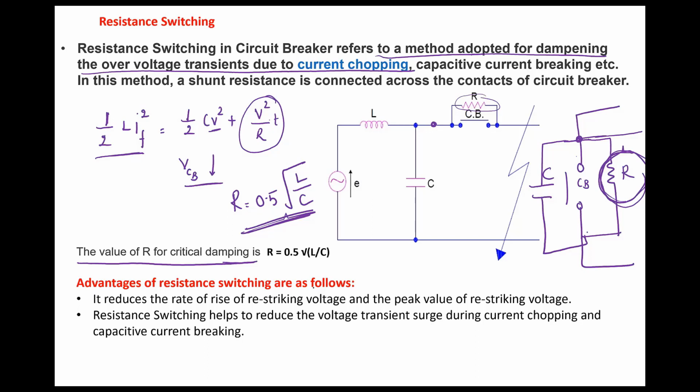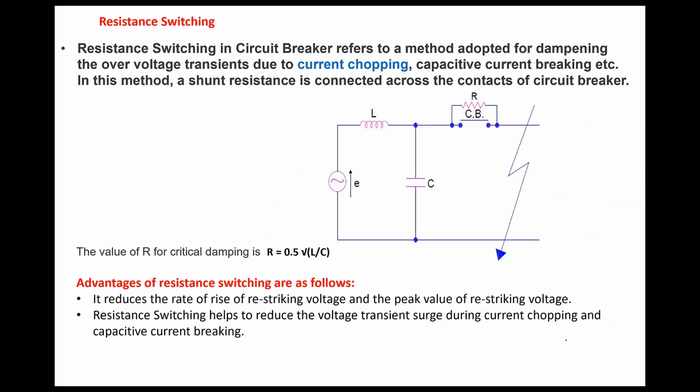Advantages of resistance switching are it reduces the rate of rise of restriking voltage and peak value of restriking voltage. Resistance switching helps to reduce the voltage transient surge during current chopping and capacitive current breakings. So it reduces the voltage transients during current chopping, it reduces the rate of rise of restriking voltage, and it reduces the peak value of the restriking voltage.